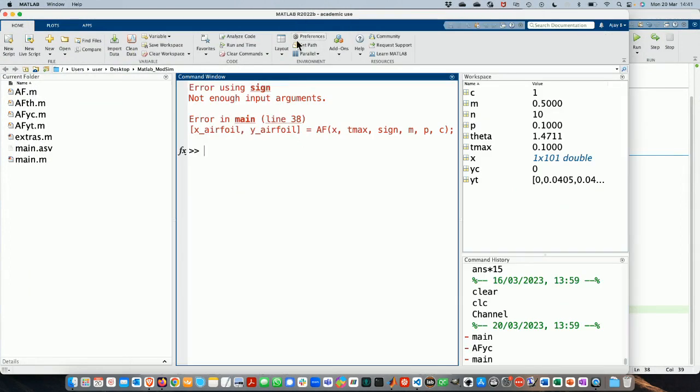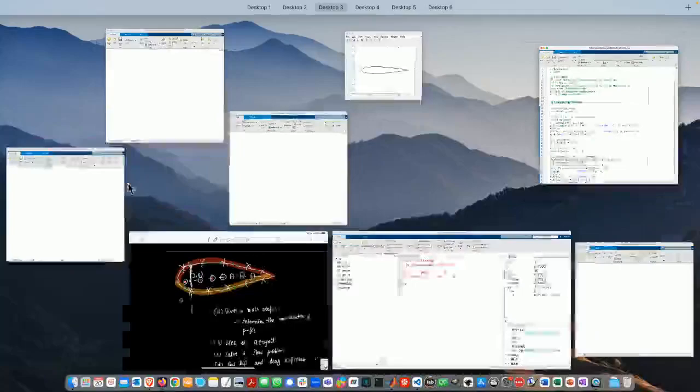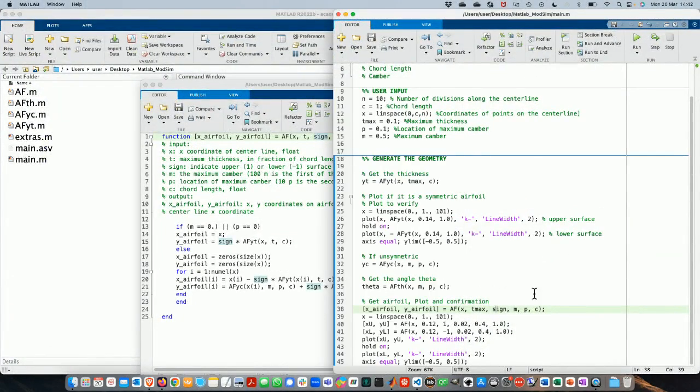Still it doesn't know something. It doesn't know sign. So what are we saying? Why are we sending sign? So we're sending plus one for upper and minus one for down, right? Why do we need to send that in here? We don't need to call that, but we are getting XU and XL here. We're sending the up and down there. We're sending some information about the airfoil in there, okay?